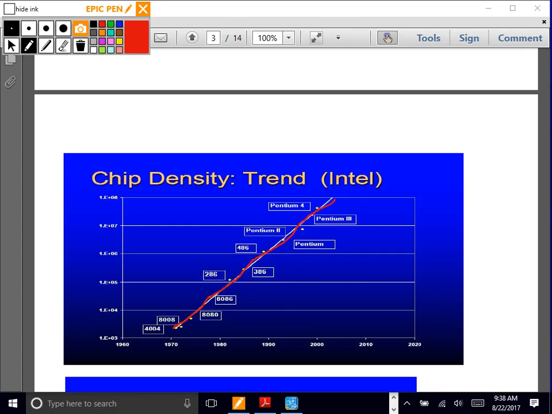It's something that they just noticed. It's not some sort of physical law. It's not like nature dictates how fast we can design these computer chips. It's just something that was observed by Gordon Moore, who was the first CEO of Intel, that about every 2 years, they were able to double the transistor density on a computer chip. And so this is what this is representing.